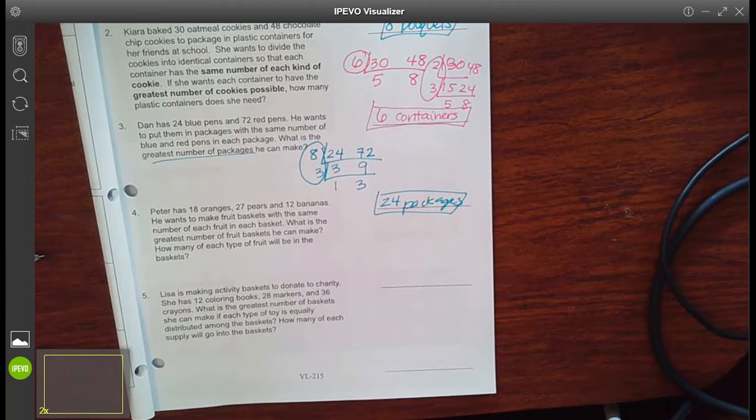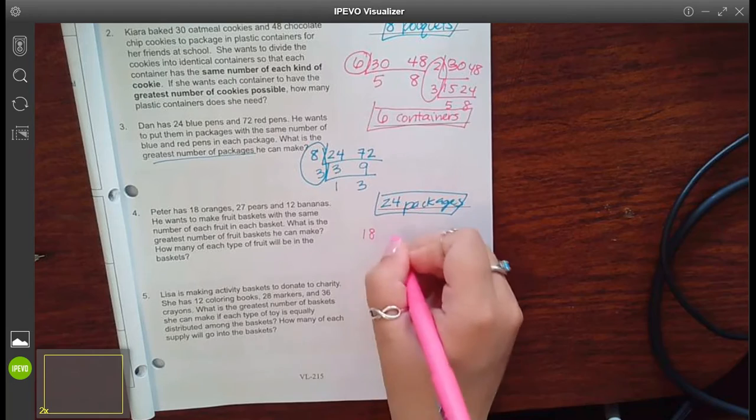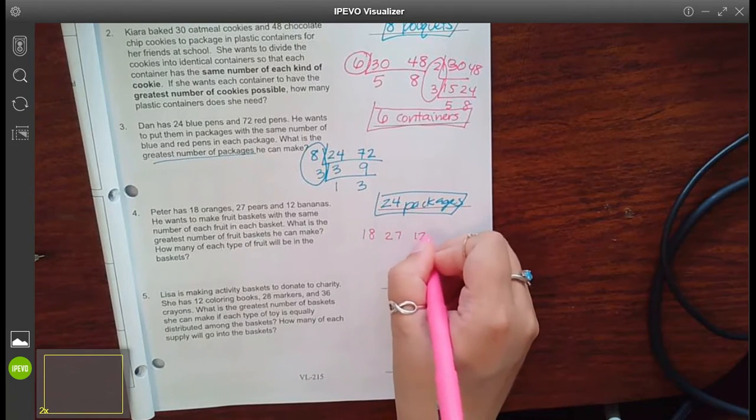Peter has 18 oranges, 27 pears, and 12 bananas. He wants to make fruit baskets with the same number of each fruit in each basket. What is the greatest number of fruit baskets he can make? How many of each type of fruit will be in the basket? Ooh, this one's a little bit trickier, huh? Okay, so this time we actually have 3 numbers. We have 18, 27, and 12.